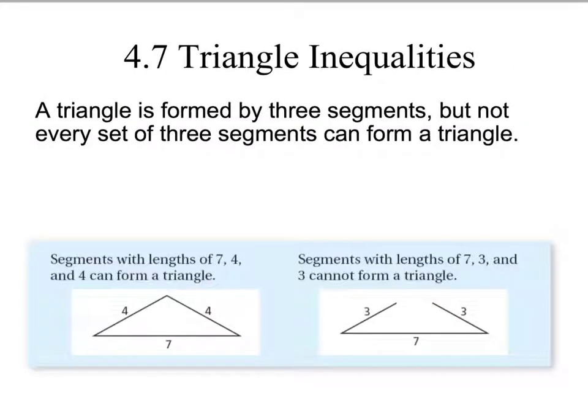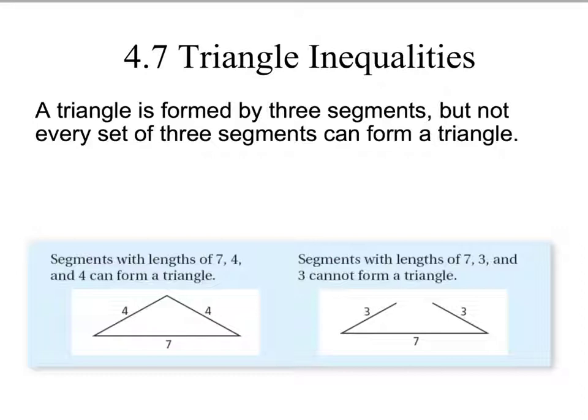Okay, new information. You do not have to write this down. It says a triangle is formed by 3 segments, which we know, but not every set of 3 segments can form a triangle. So if you look down below, you will see an example of what lengths can be and an example of what lengths cannot be. So 7, 4, 4 can form a triangle, 7, 3, 3 cannot form a triangle.